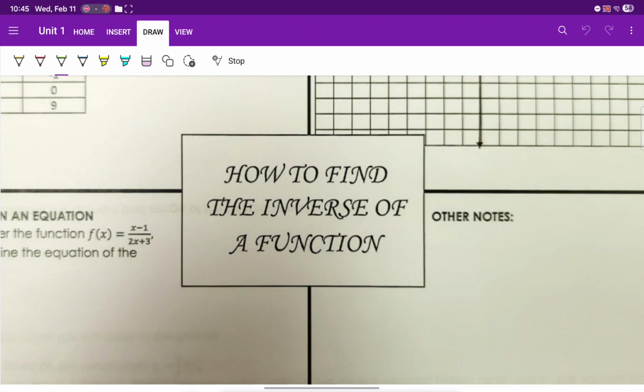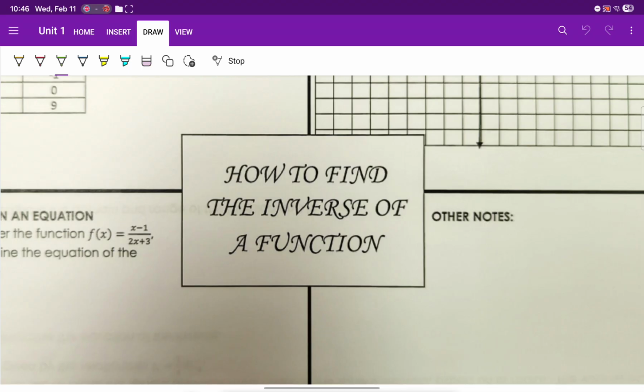When we think of opposite in terms of math, usually we could think of inverse operations or opposite operations. The opposite of addition would be subtraction. The opposite of multiplication would be division. So those are inverse operations. The inverse of squaring something would be square rooting something. So we have inverse operations in math.